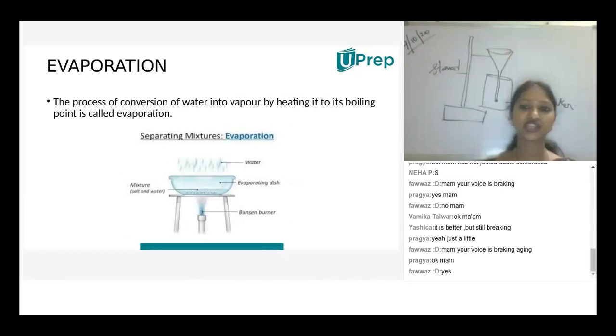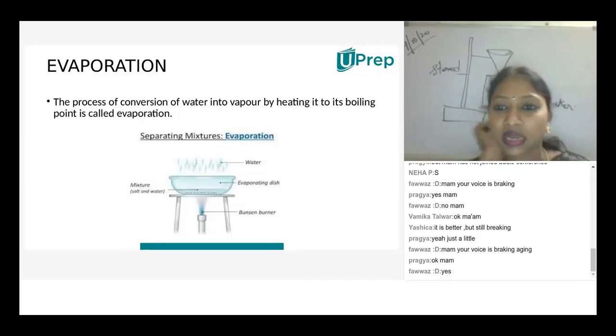So the next separation technique is evaporation. Evaporation, like... Ma'am, can I say one thing? Yeah. Ma'am, can I share an activity based on an evaporation experiment? You want to share? What do you want to share, dear? I just want to share an experiment related to evaporation that I observed.